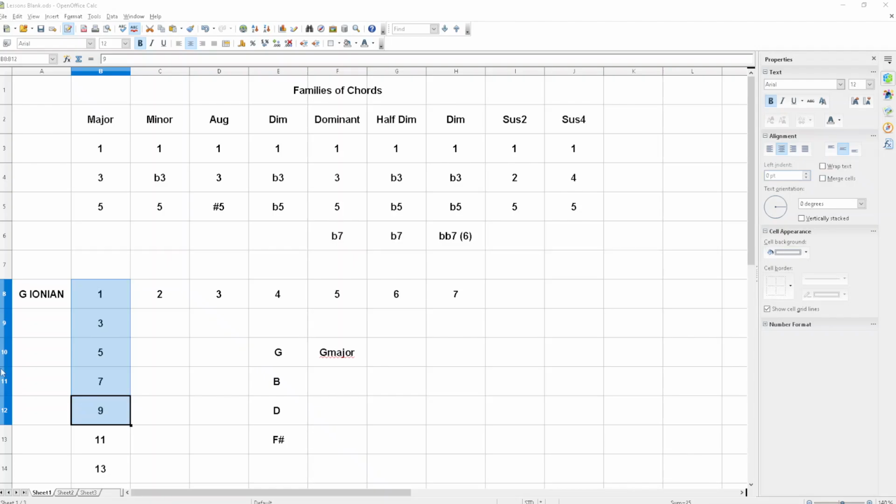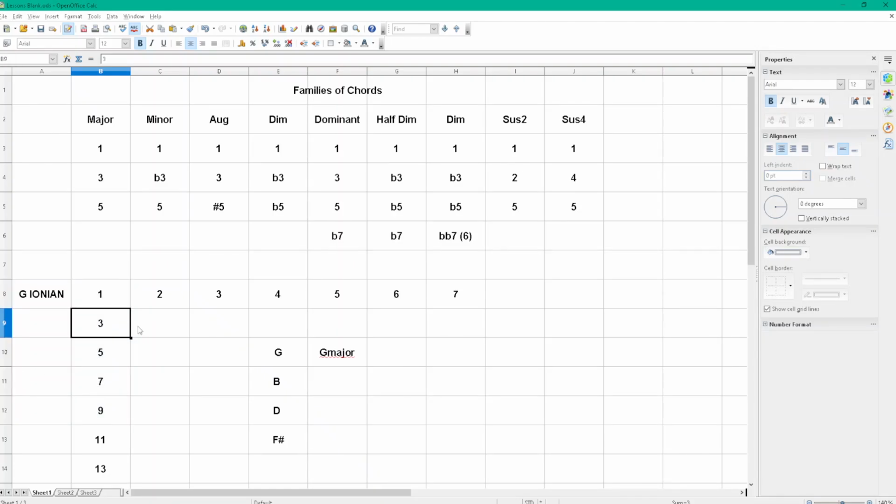What we're looking at now instead is to think differently. And what I'm thinking of is, okay, instead of taking 1, 3, 5, let's take 3, 5, and 7. So let's just take these 3 notes.